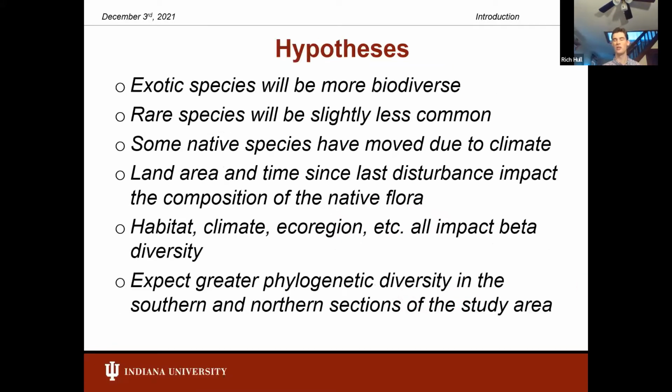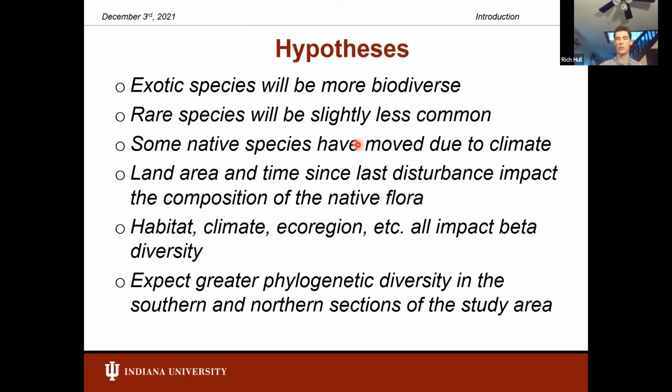So this leads me to hypotheses or predictions for these questions. First, I expect that exotic species will be more biodiverse than in the past because there's been increased human activity in the region, more transportation. Worldwide transportation has continued to increase over time.